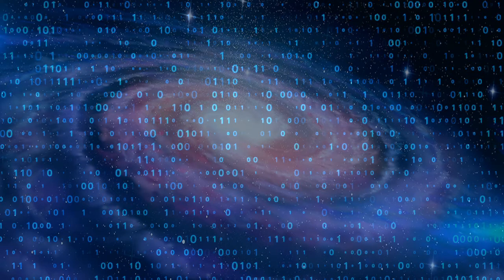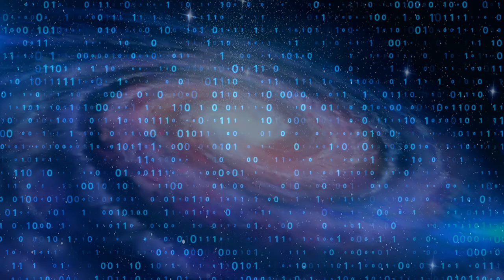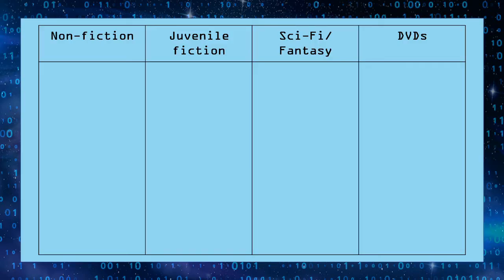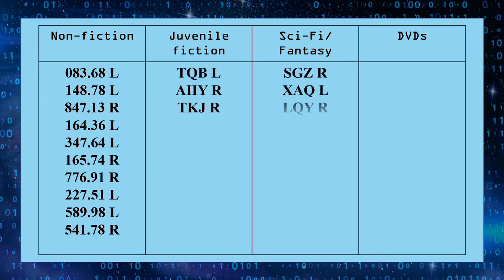I'll sit back and let Python generate the random IDs, get those numbers flowing. And here are my results. So our 10 nonfiction and 3 each of juvenile, sci-fi, and DVDs.